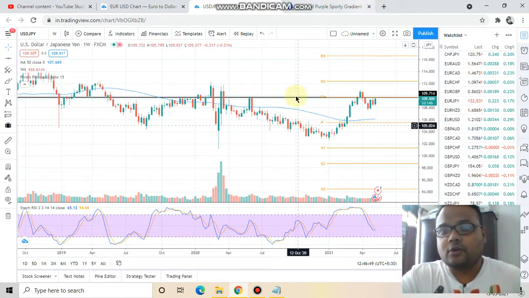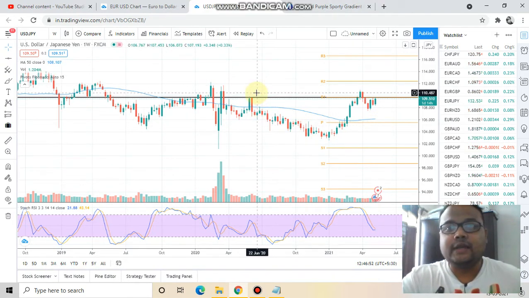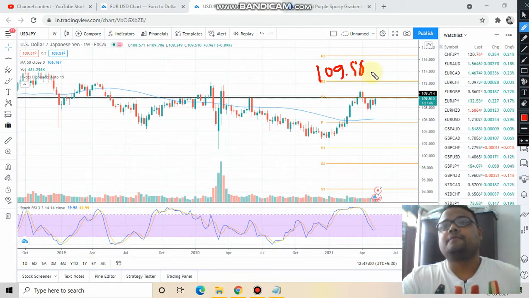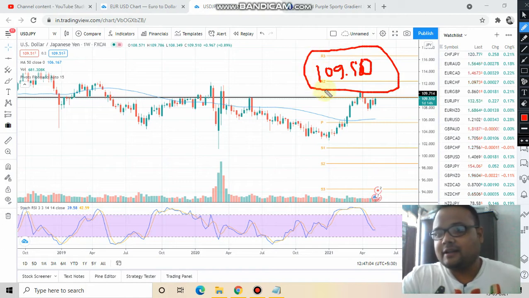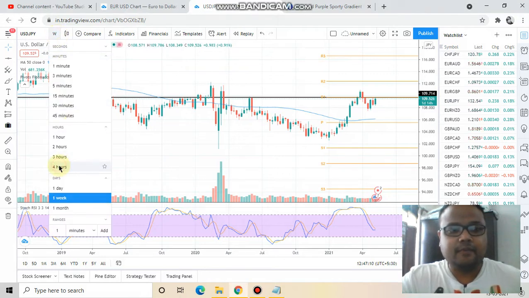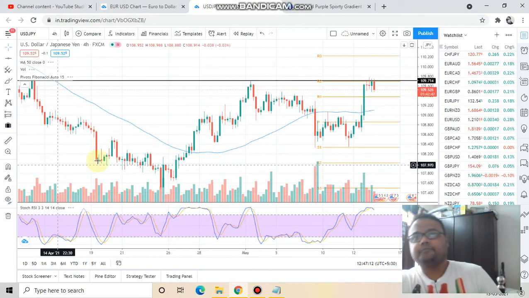Right now we have a resistance on the weekly chart at 109.50. Sorry about the zero. So this level is very important because it's a resistance on the weekly chart. Now let's switch to the 4 hours time frame, the time frame that we will be trading.